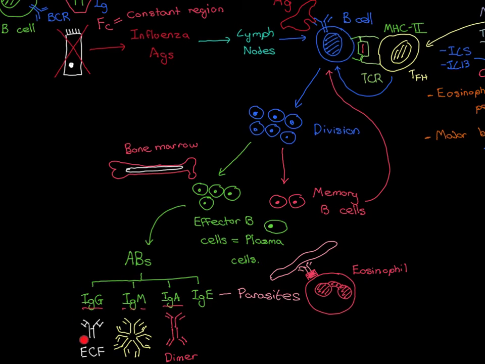IgG molecules, which are monomers and which go into the extracellular fluid all over the body. This is the major type of antibody molecule. IgM, which forms a pentamer like this, and which mainly stays in the blood of the body and therefore mediates immunity in the blood. IgA, which is a dimer and which is secreted onto epithelial surfaces and mediates immunity of epithelial surfaces, so clearly that one's going to be really important in influenza. And then IgE, which is one that we use against multicellular parasites.